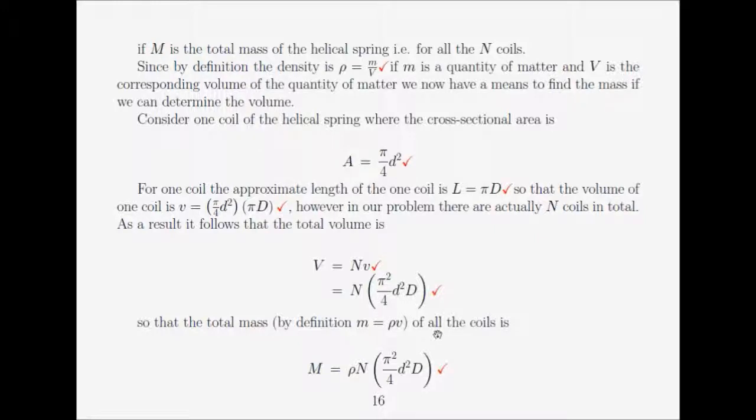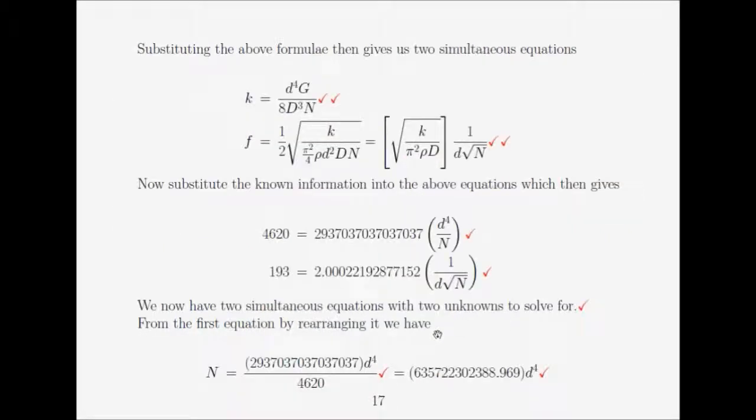However, no problem, there are N coils, therefore the total volume is basically the summation of all the individual volumes. And then we apply the definition of density. Rho is equal to M over V, therefore M is equal to rho times V. We worked out the volume. We multiply it by the density, that will give us the mass. And then we substitute it into the formulas, and we have k is equal to that expression, and the frequency is equal to that expression.